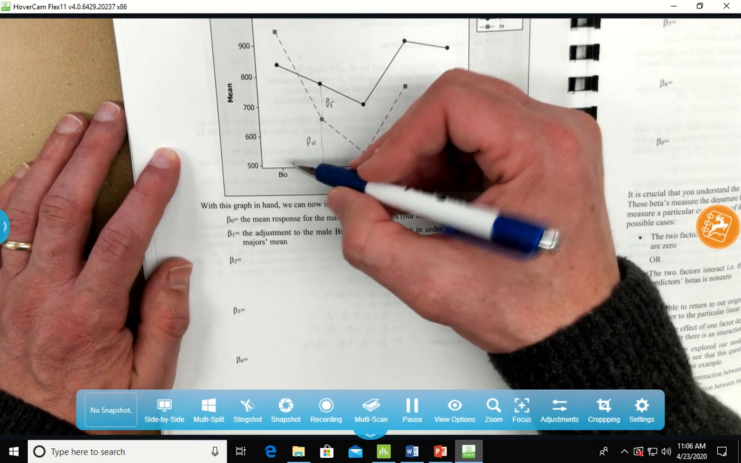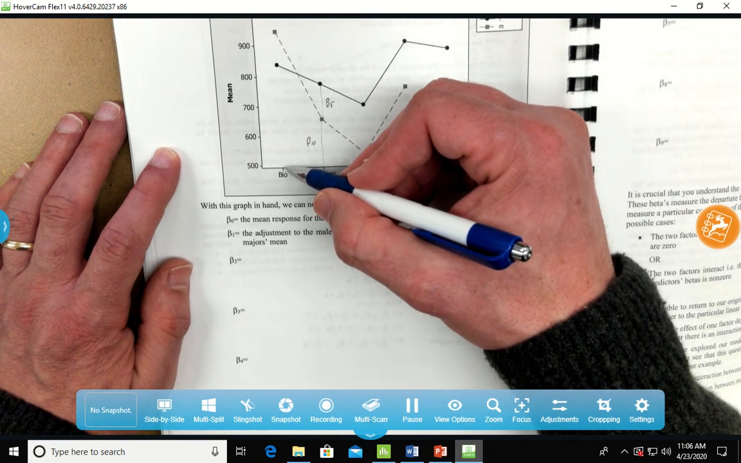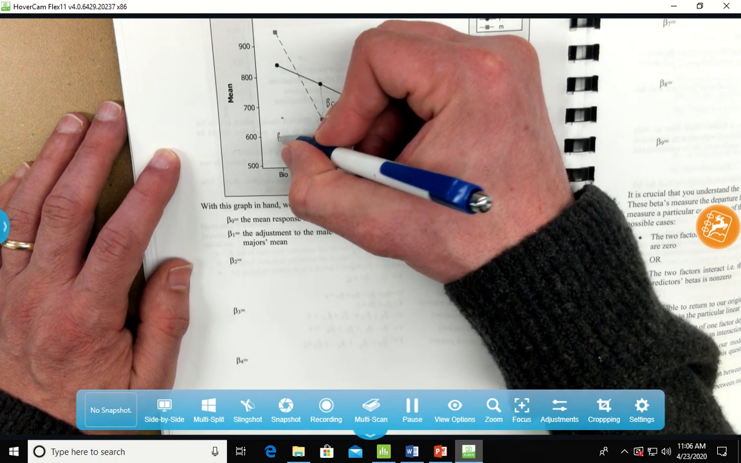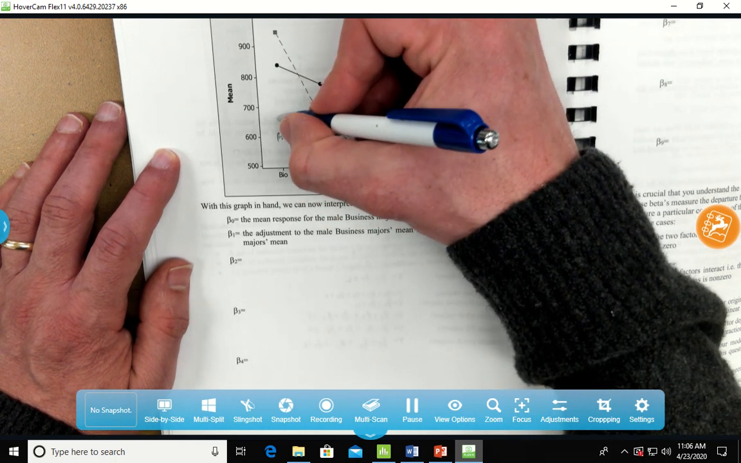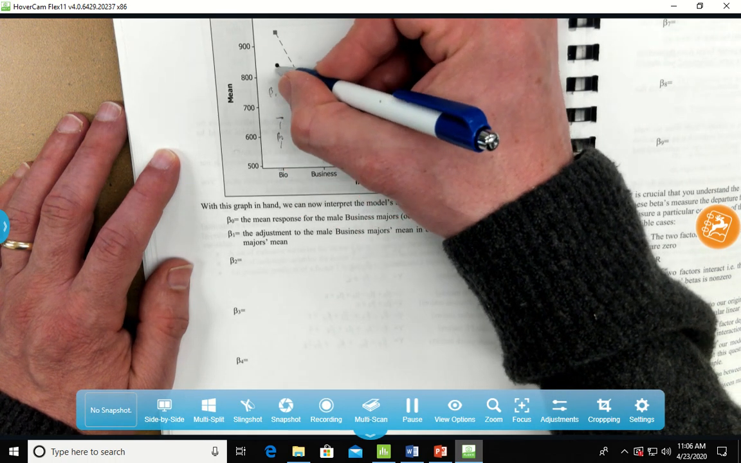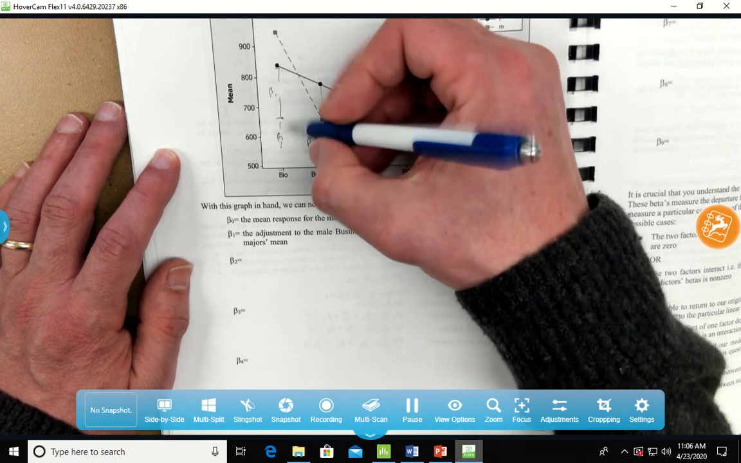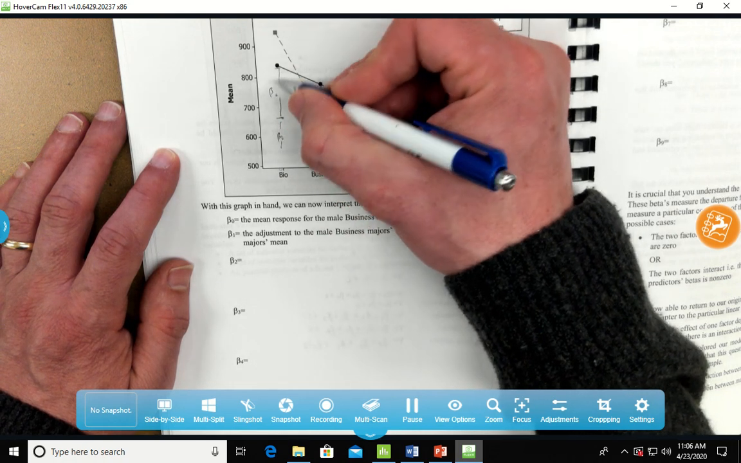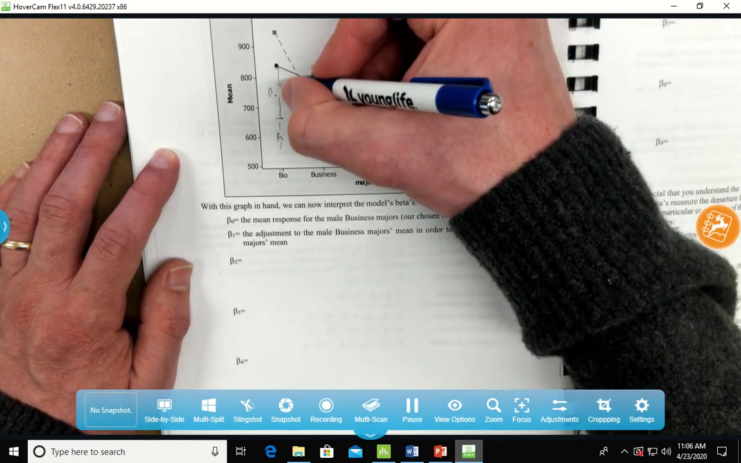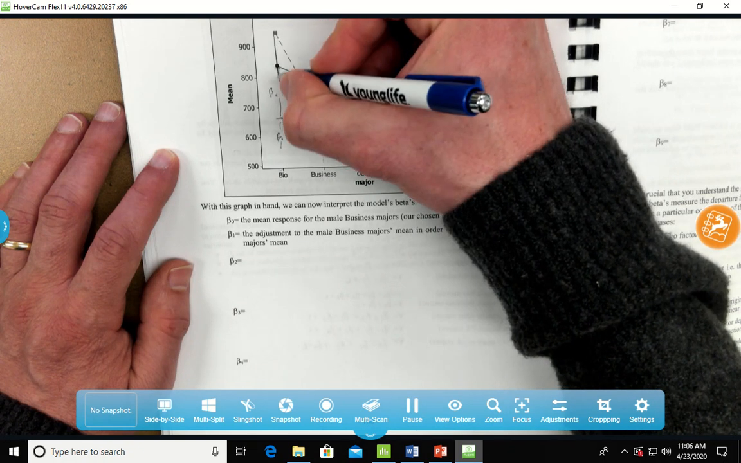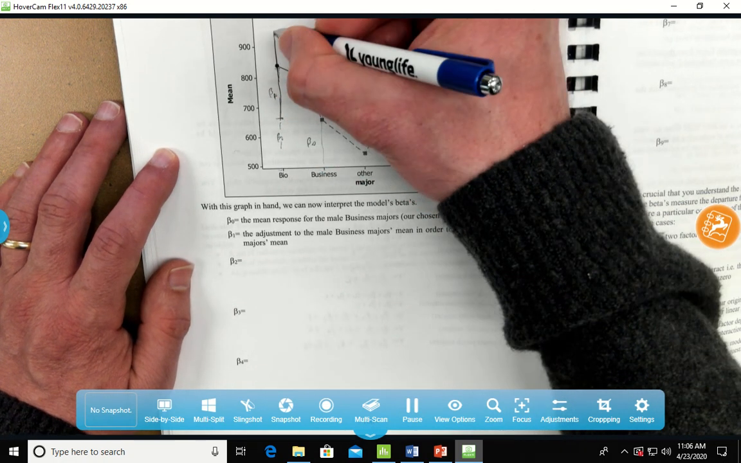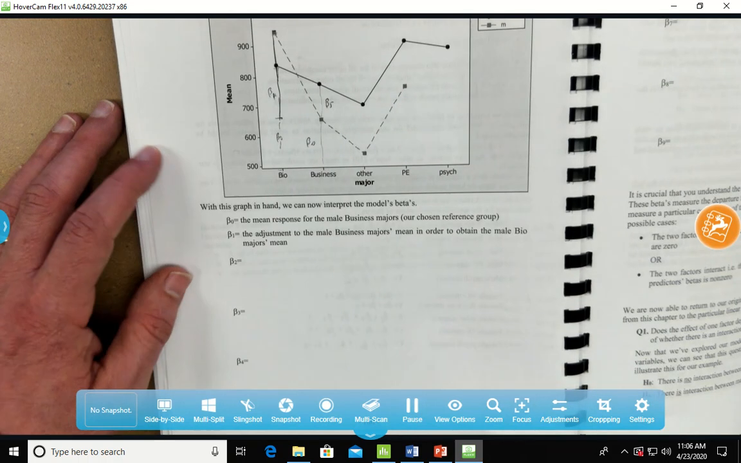All right, now let's take a look at beta naught, or the bio part. Well, to get to here, you first have to go to beta naught. And then to get the rest of the way, you're going to have to add on a beta 1. So beta naught plus beta 1 gives you the male bio score.